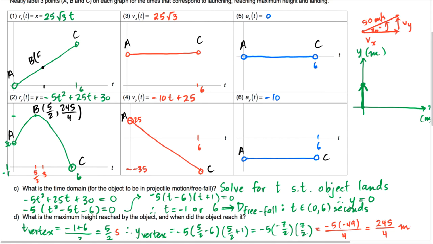Here we would have 5 over 2 seconds, and we would substitute in 5 over 2 for this equation, and 25 times 5 is 125. So we get 125 root 3 over 2. Here, 3 a little less is 5 over 2, and so point B occurs here, and we get 5 over 2, comma, the same constant x component of velocity. Here, if we put 5 over 2 into the equation, negative 10 times 5 over 2 is negative 50 over 2, which is negative 25, plus 25, which is 0.